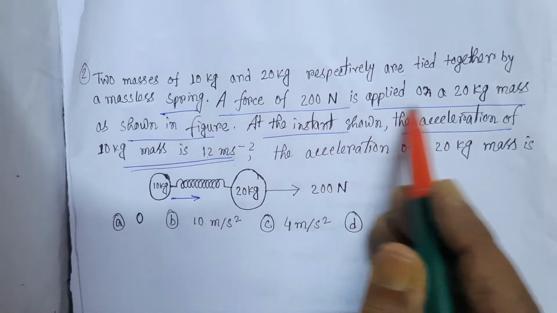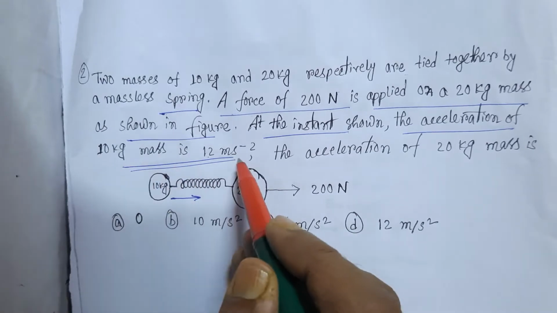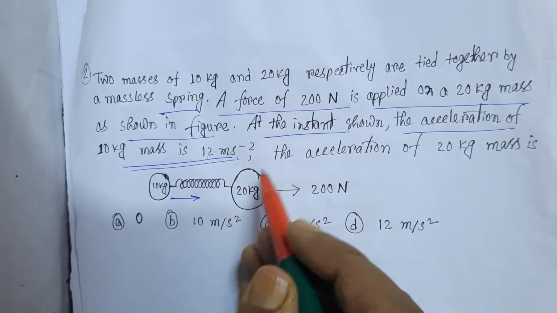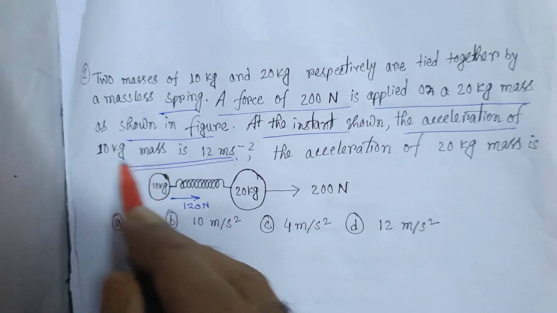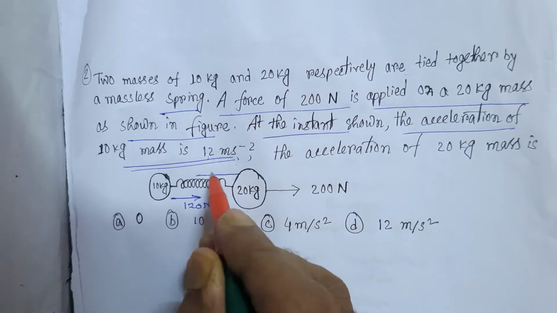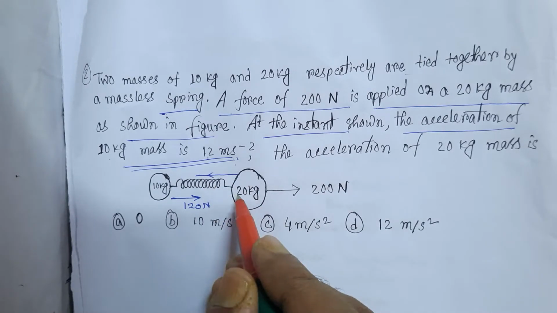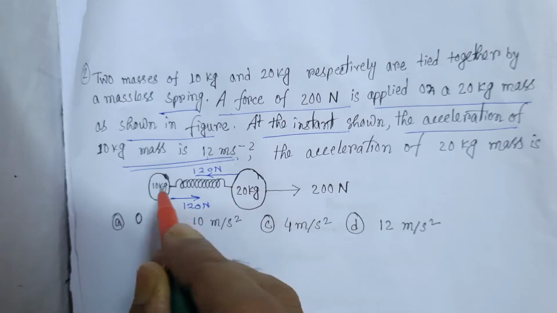A force of 200 Newton is applied on the 20 kg mass. At the instant, the acceleration of the 10 kg mass is 12 meter per second square. So the force acting on the 10 kg mass is 120 Newton, that is 10 times 12, that is 120 Newton. Hence, the reaction force on the 20 kg mass is 120 Newton in the backward direction.